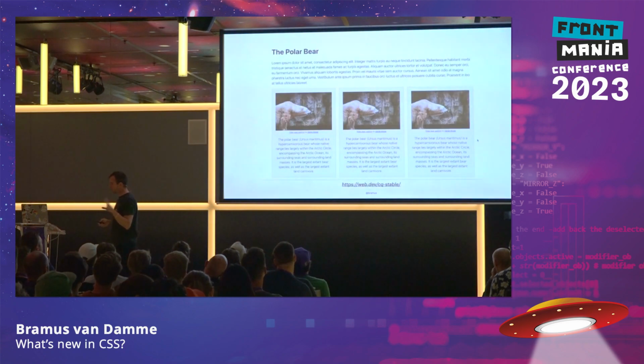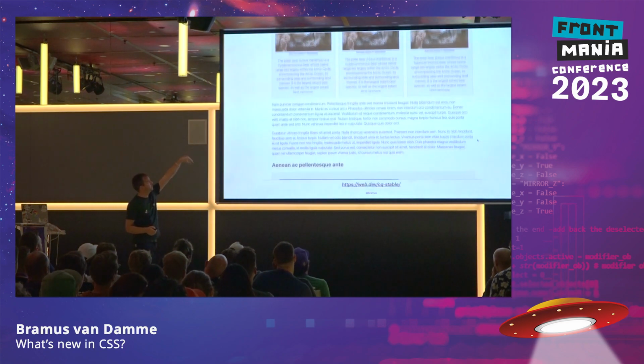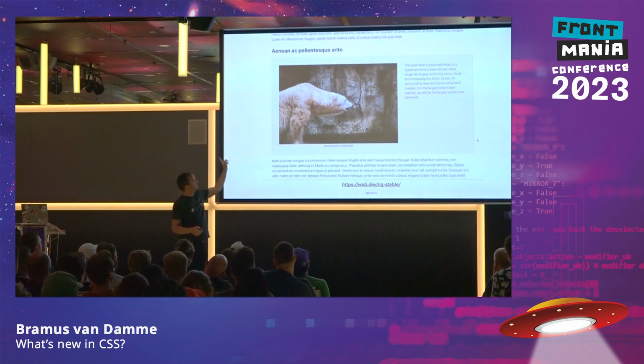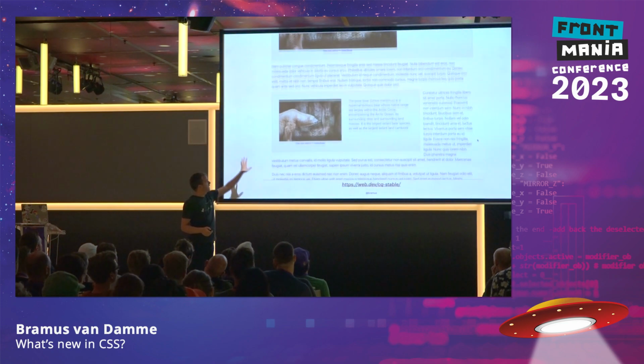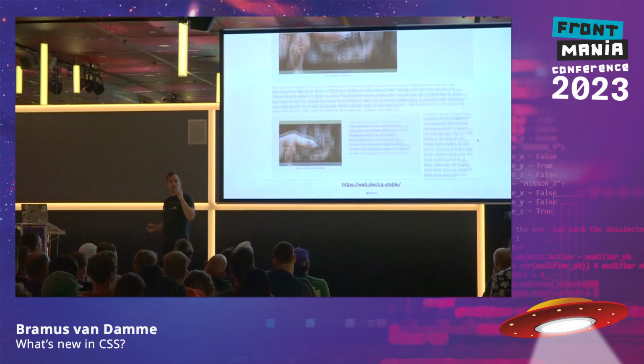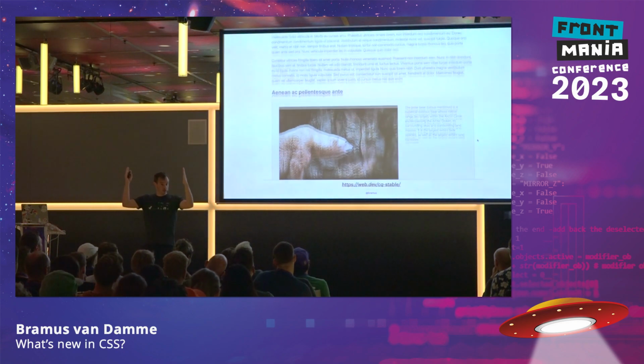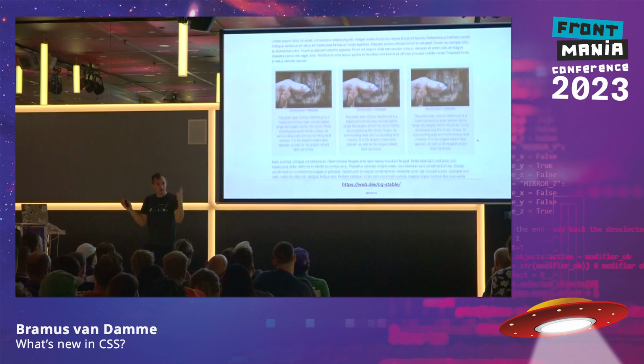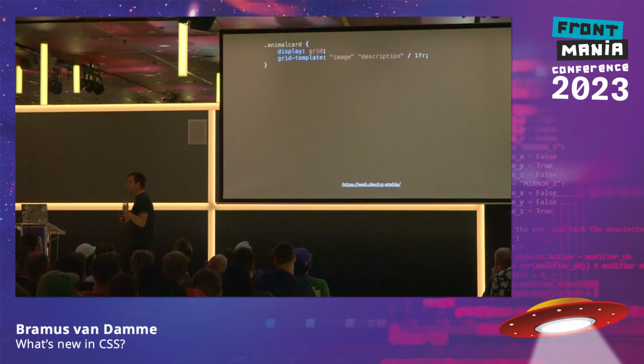Here's a demo. This is all the same component. So here the image and text are on top of each other. Here they are next to each other. The image is bigger. Then here the image is smaller. So this is all one and the same component. The page width remains the same, but the container where it's in gets adjusted. And this is the CSS.